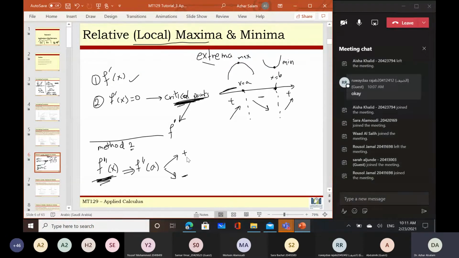If it was positive, so it will be concave up, right? Since it's the second derivative. If it's concave up, it will be like that. So the point will be a minimum.